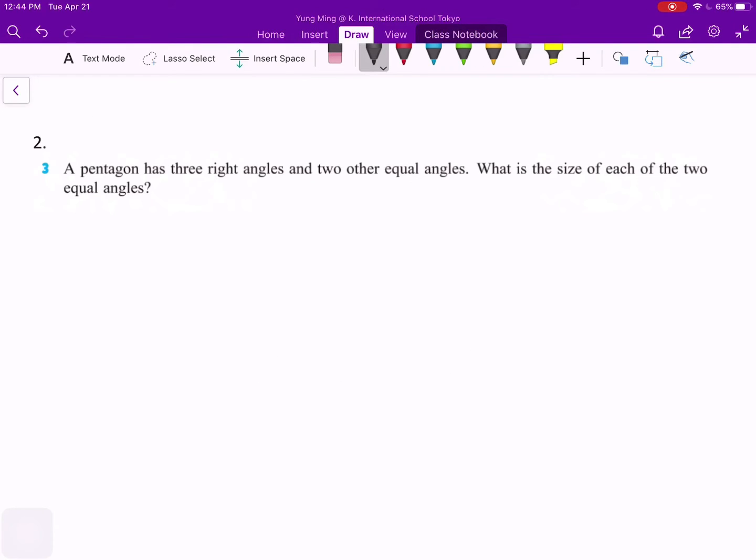The second question is a word problem. We're talking about a pentagon that has 3 right angles and 2 other equal angles. What is the size of each of the 2 equal angles? Now, first of all, let's visualize what kind of pentagon we are going to get if we have 3 right angles. Okay, that's a little bit hard to imagine.